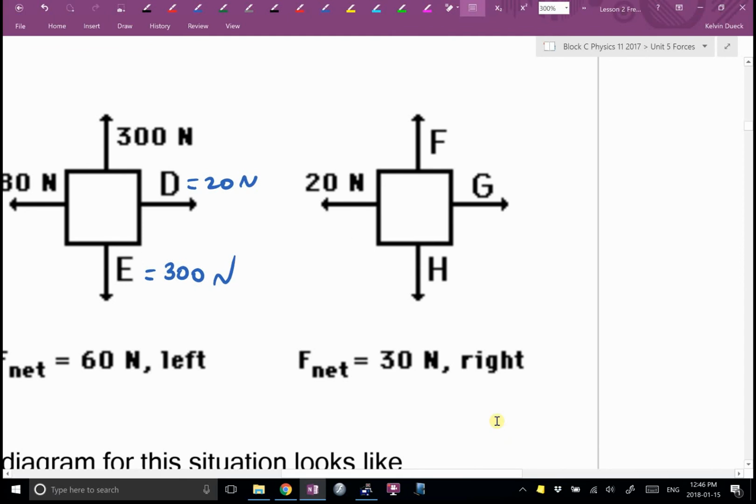Jacqueline, how big must force G be? Now let's see how good you are. You ready? How big must force F be? Exactly how big?